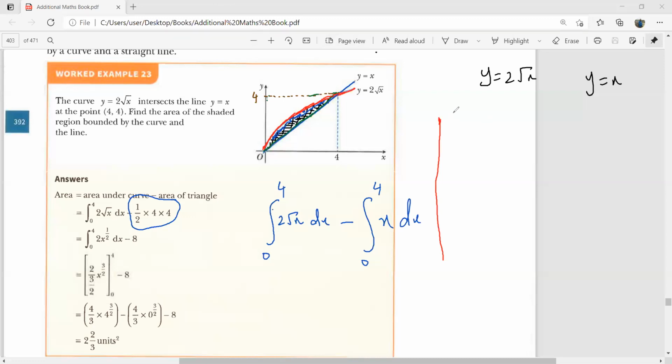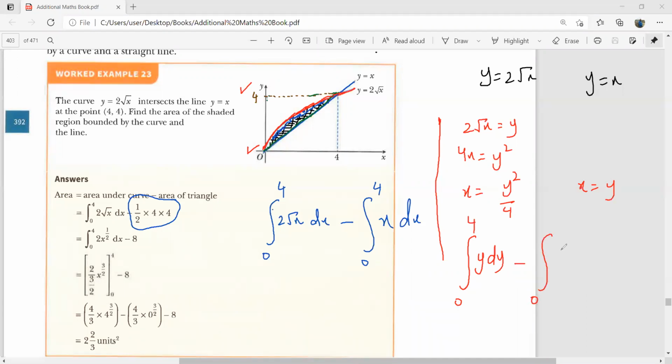Now, this time we'll have to make x the subject here. This curve would be 2 under root x equal to y, and this 4x equal to y square, and your x is equal to y square over 4. And I can write this equation as x equal to y. Okay, now look at this. We have to take the limits on this y-axis now. Now you can again find the area of the triangle, or you can directly integrate y dy from 0 to 4, this 0 and this 4 this time, okay? Minus limit from 0 to 4.